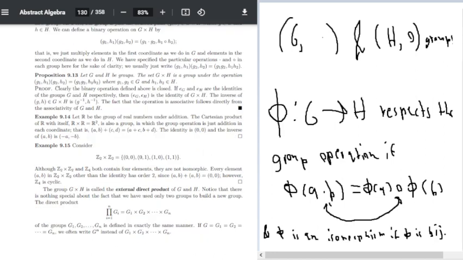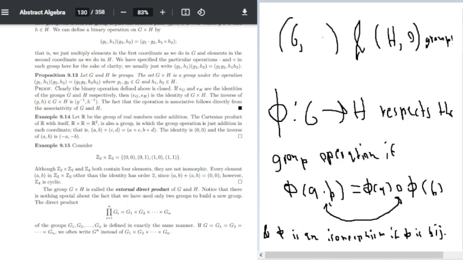Proposition 9.13. Let G and H be groups. The set G times H is a group under the operation (g1, h1)(g2, h2) equals (g1 g2, h1 h2), where g1, g2 are in G and h1, h2 are in H. First, clearly the binary operation defined above is closed, as any multiplication of two elements is well defined. If e_G and e_H are the identities of the groups G and H respectively, then (e_G, e_H) is the identity of G times H. The inverse of (g, h) in G times H is (g to the negative 1, h to the negative 1). The fact that the operation is associative follows directly from the associativity of G and H.